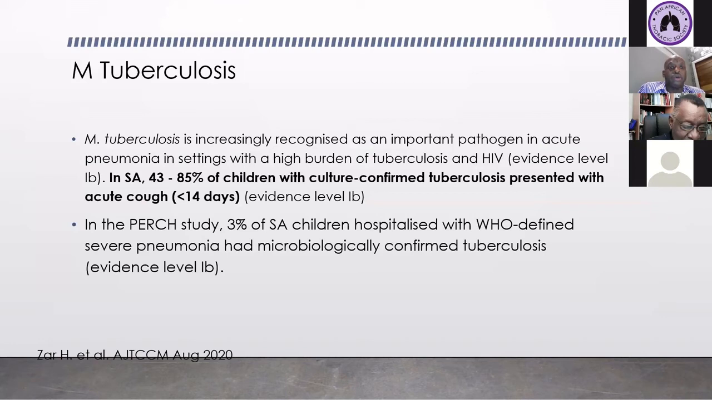This clearly shows in the PERCH study that 43 to 85% of children with culture-confirmed tuberculosis presented with acute cough. That really describes the first chest X-ray that we showed, with the patient coming with acute pneumonia, and we were culturing TB, getting TB from Xpert.